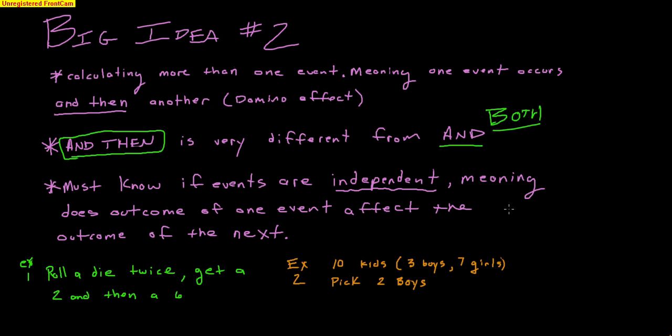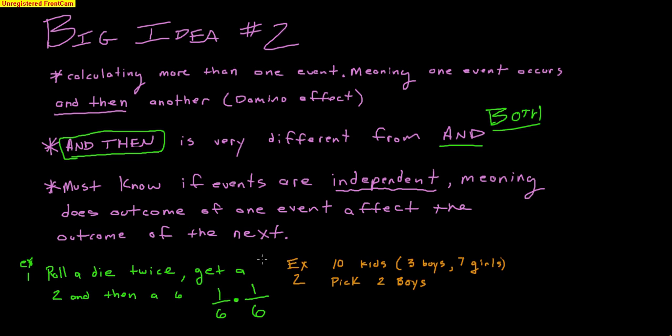Okay? Here it's really important to know if the events are independent, meaning does the outcome of one event affect the outcome of the next? Let me give you the first example. If you're rolling a die twice, and I say, what's the probability you get a 2 and then a 6? Well, the probability I get a 2 is 1/6. And then I need to get a 6, which is also 1/6.